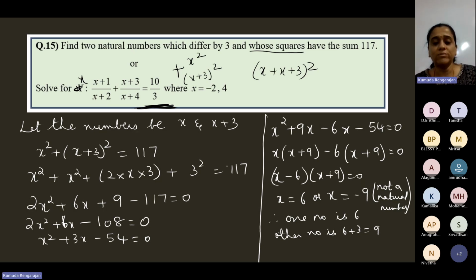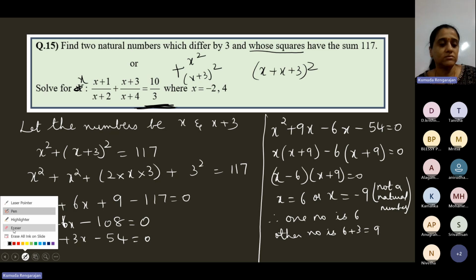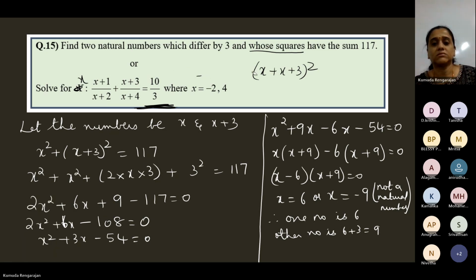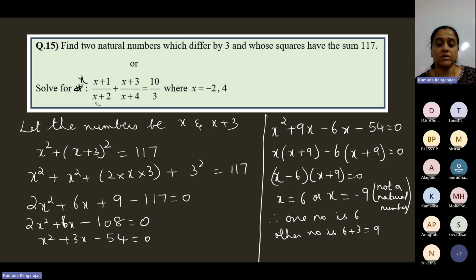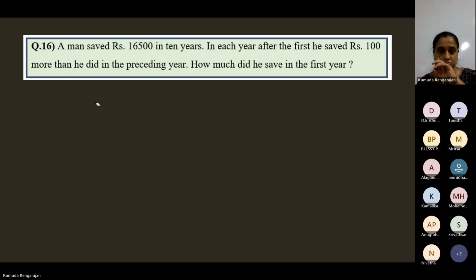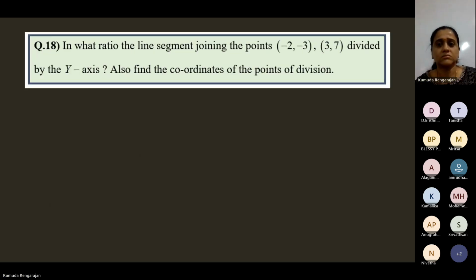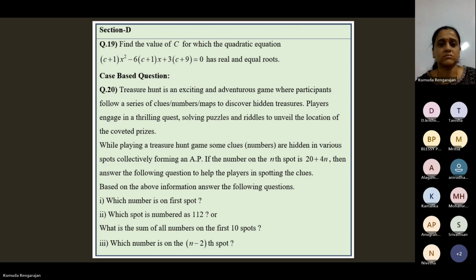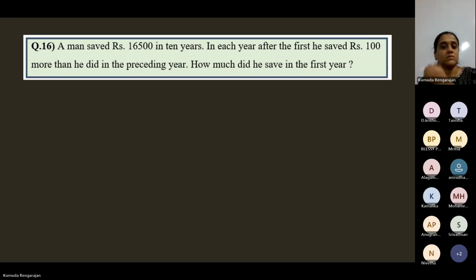The square of one number x is x squared. The square of the other number x plus 3 is x plus 3 the whole square. The sum of the squares, so x squared plus x plus 3 the whole square is 117. Okay, next one.